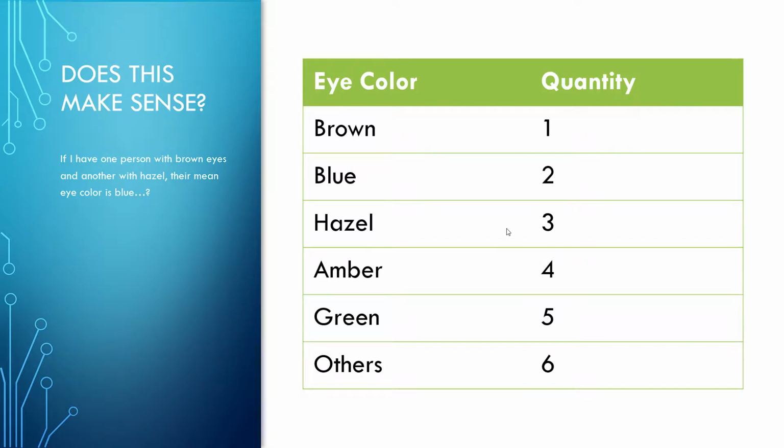If I had one person with brown eyes and one person with hazel eyes, does that average out to be blue? Well, no, obviously not. Right? We've got to come up, before we do anything else, with a meaningful way to quantify eye color. Because again, this is not normally distributed. I can't say, you're this percent of the way to brown. You either are brown or you're not. Or you are hazel or you are not. You're green or you're not.